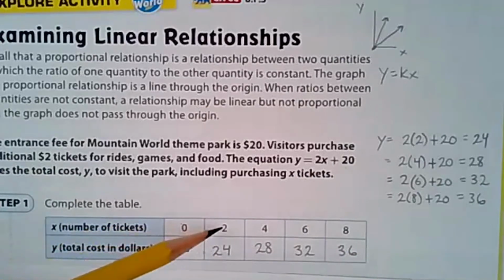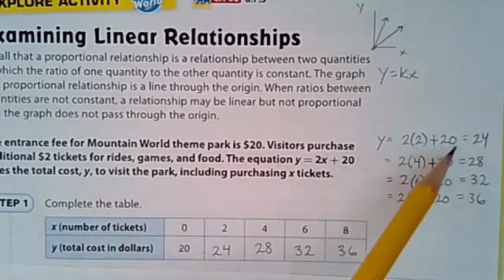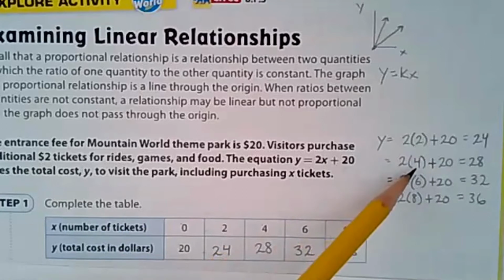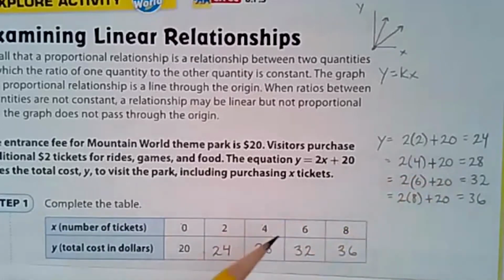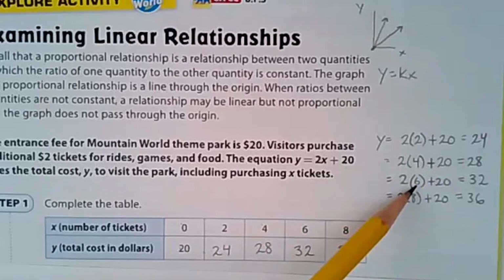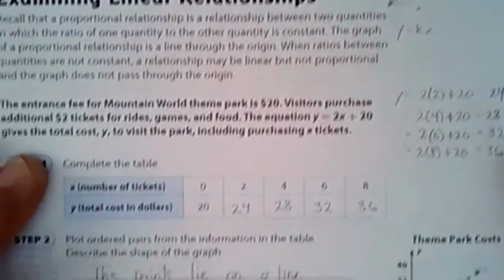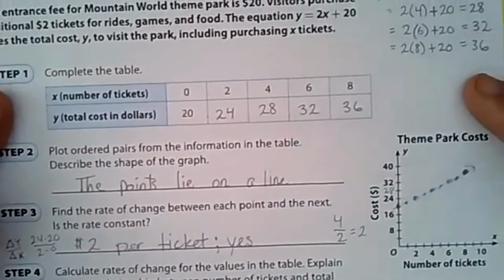You buy 2 tickets, that's $24, as I did here. 4 tickets, $28. 8 plus 20 is 28. 2 times 6 tickets is $12 plus 20 is 32. And if you buy 8 tickets, that's $16 plus 20 is $36. Here's the table.